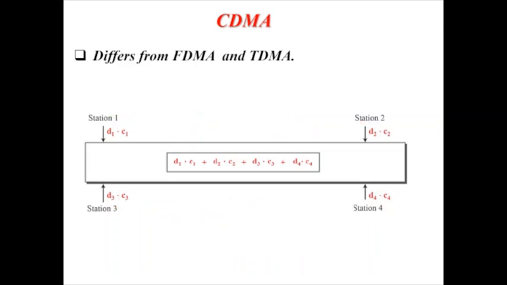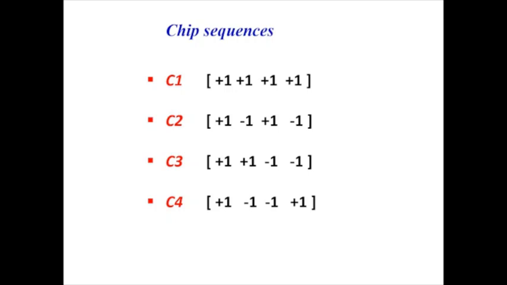Now we'll see how exactly these chip codes look. These chip codes, shown here as an example, are for a system with 4 stations. Chip code 1 will look like +1, +1, +1, +1, and chip code 2 will look like +1, -1, +1, -1. They are unique in nature. No two chip codes are the same, or similar.